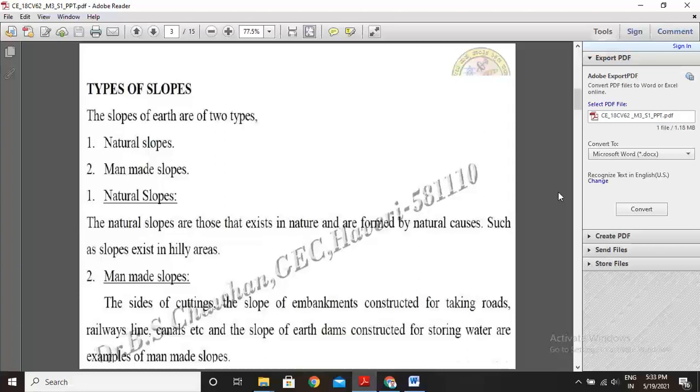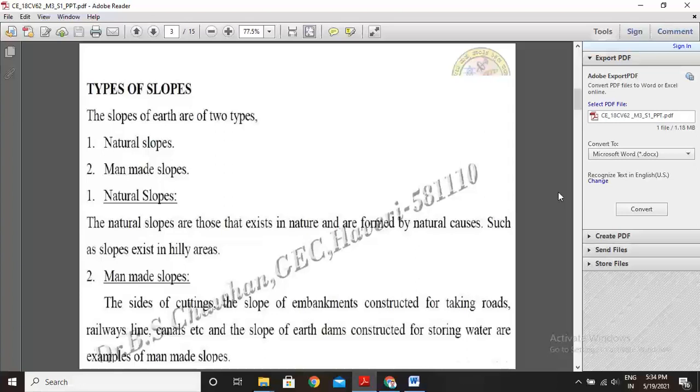So here, see the types of slopes, how slopes are classified. There are basically two types of slopes. One is natural slopes, the second one is man-made slopes. So these are the two types of slopes.